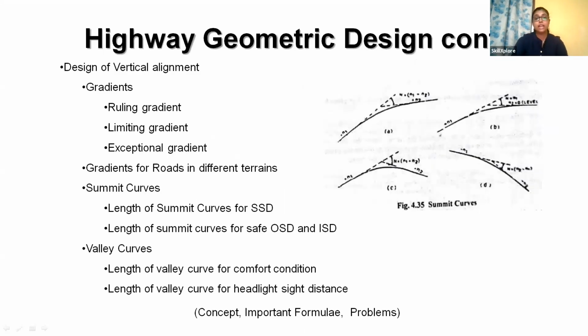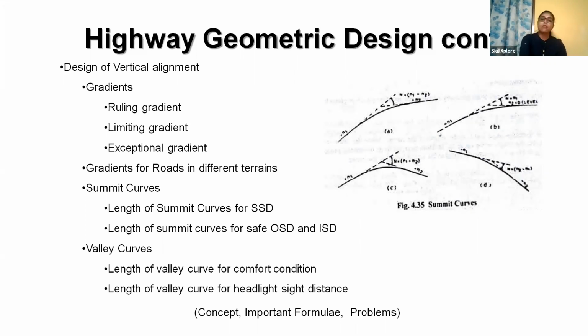Next is design of the vertical alignment. In vertical alignment itself, there are summit curves, valley curves, many things. Gradients, as we have already discussed, there will be 3 types of gradients. Ruling gradient will be there, limiting gradient will be there, exceptional gradient will be there. How these gradients differ, and what is the expected range of gradients for different kinds of roads, all these things we will discuss. Then gradients for roads in different terrains, all these things we'll discuss.